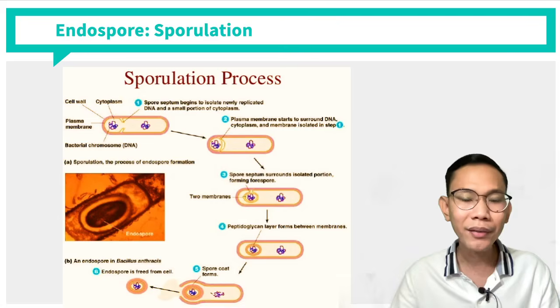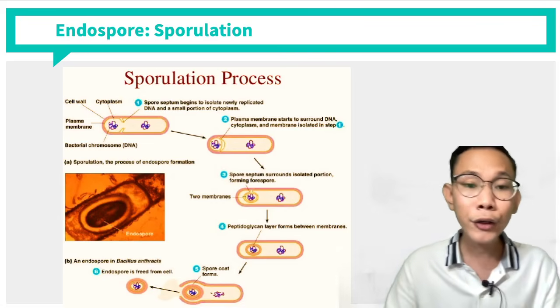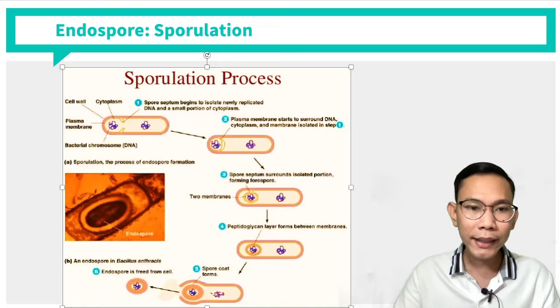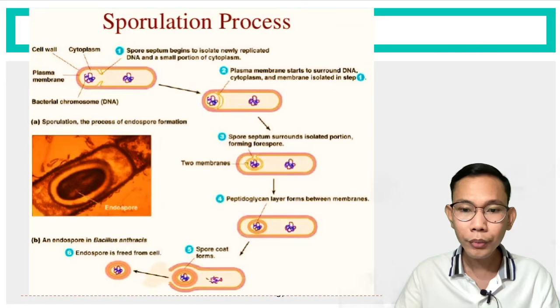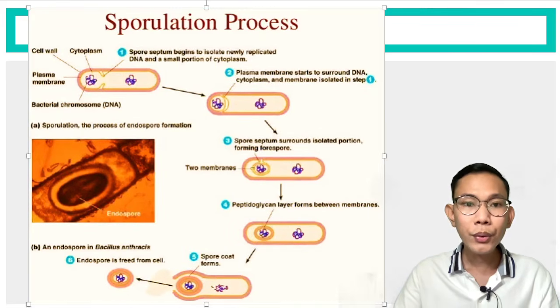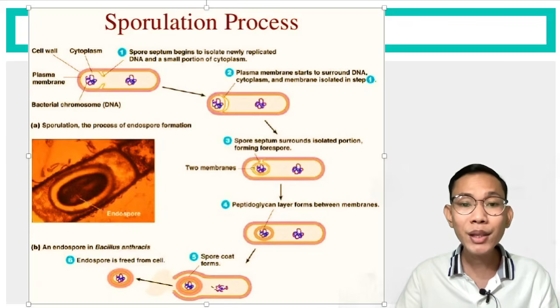So how does that happen? Very easy. Tingnan lang natin. First, your spore. So lakihan na lang natin para makita nyo. So in the sporulation process, your spore septum begins to isolate newly replicated DNA and a small portion of your cytoplasm. There will be now your spore septum. So meron tayong spore septum na nangyayari.